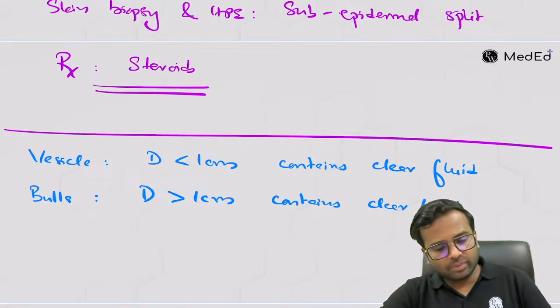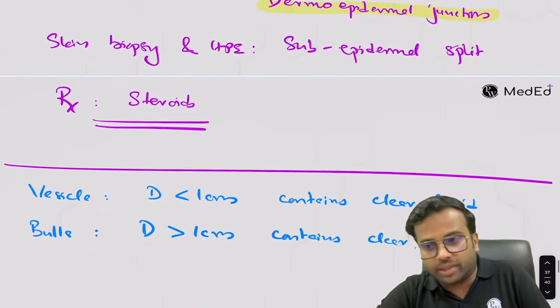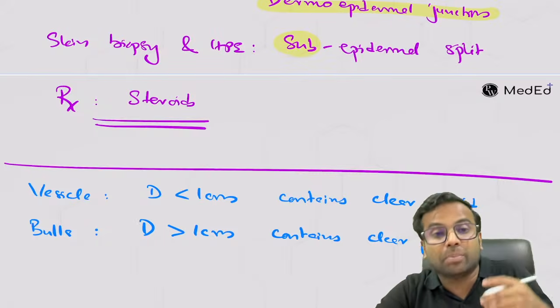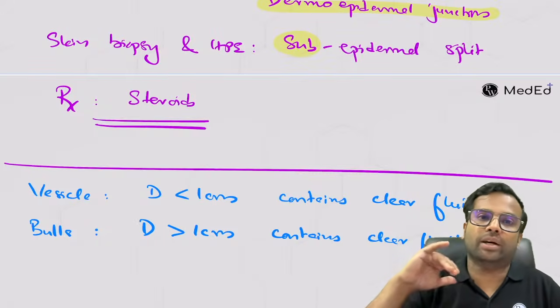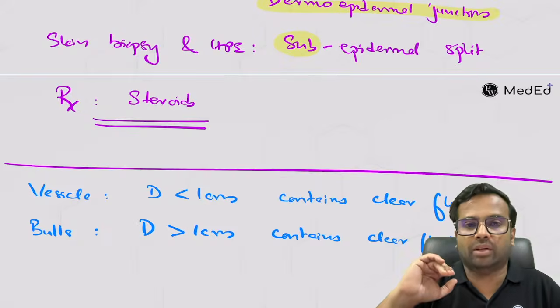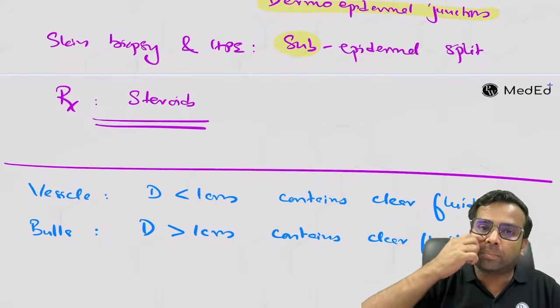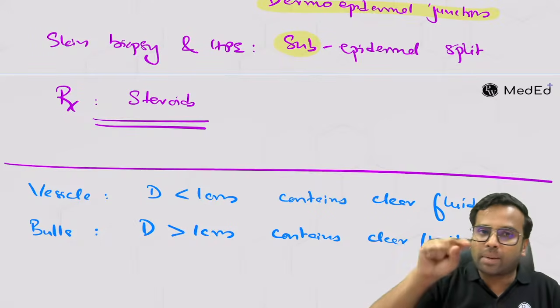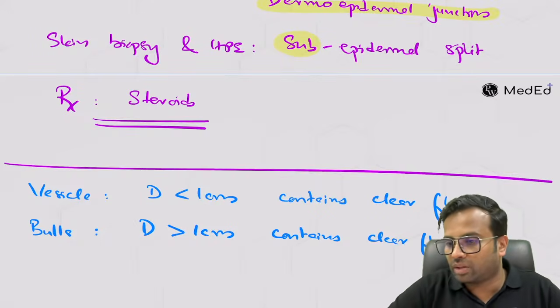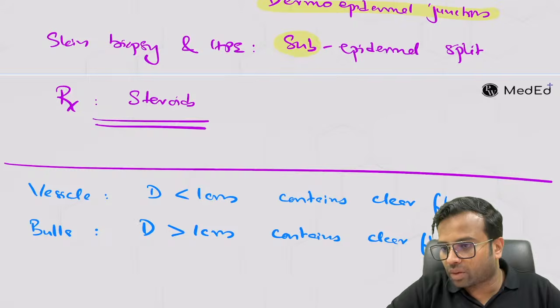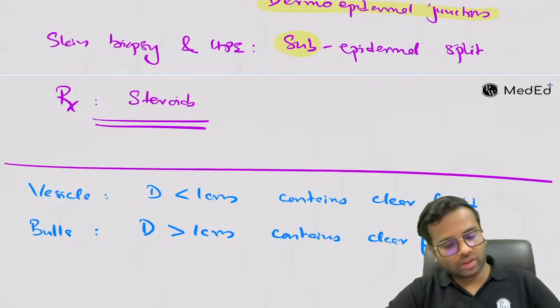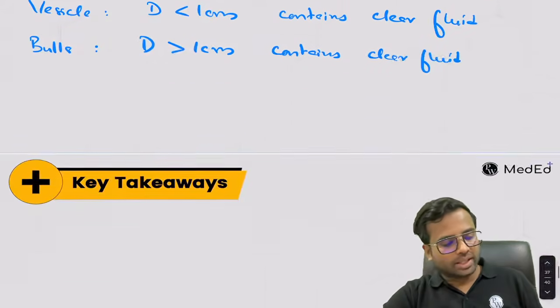Subepidermal split means, this word sub means below. Subepidermis means below the epidermis. Subcorneal means below the stratum corneum. So sub means below. Is that clear? Okay. So that is about the discussion today.